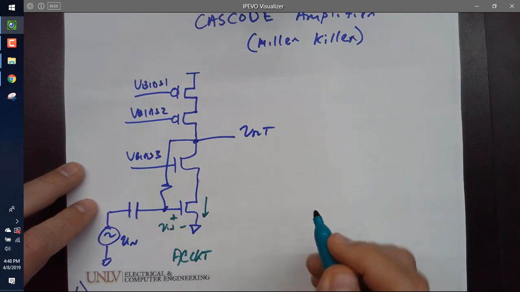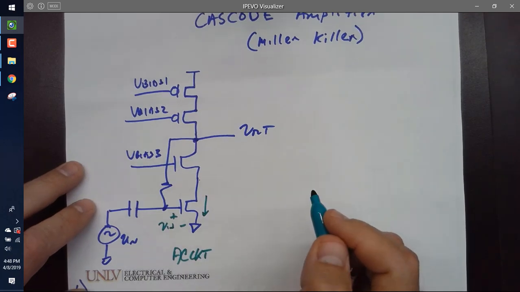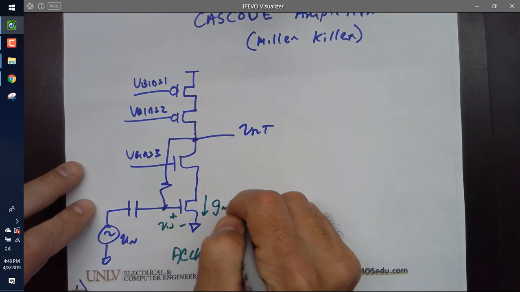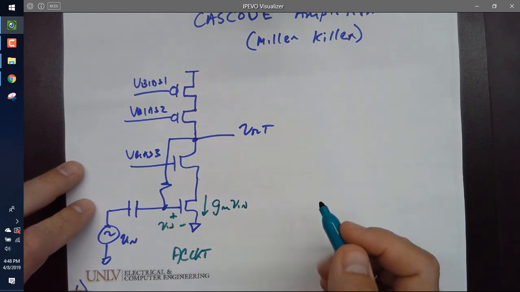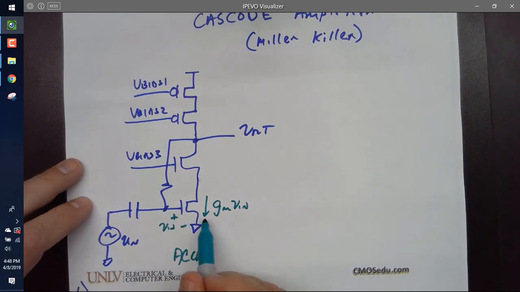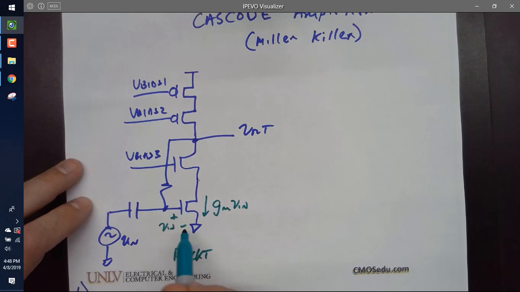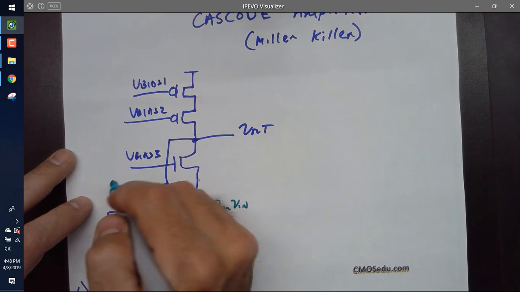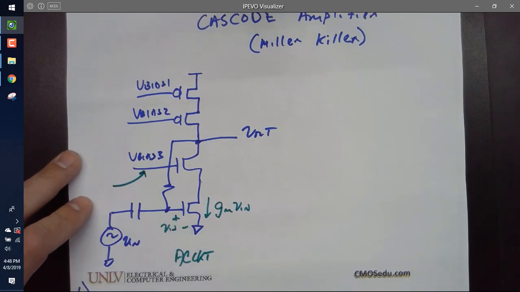So what's the AC current that flows there? Don't forget this. It's transistor. What's this AC voltage?